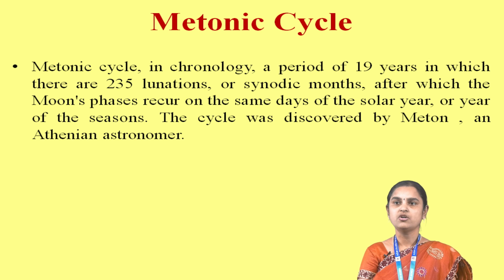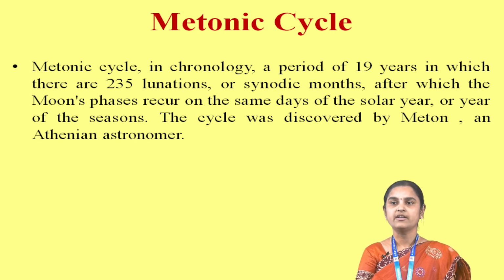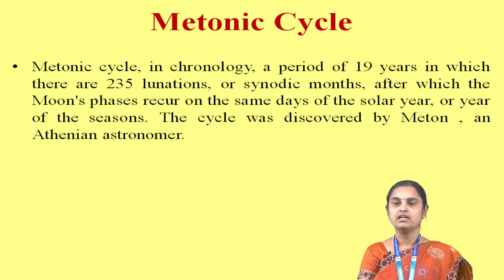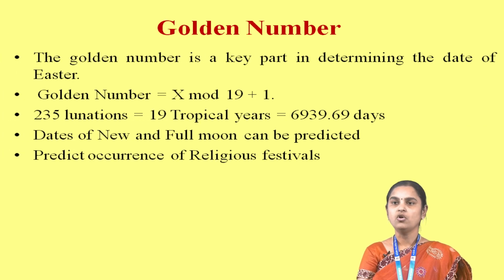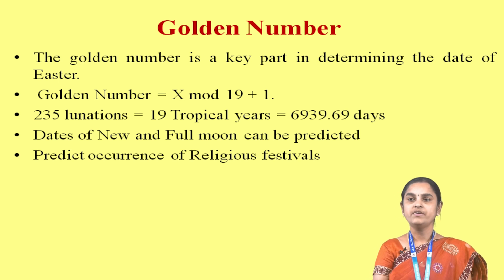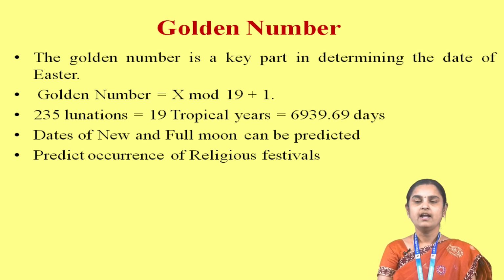Let us see the definition of metonic cycle and golden numbers. Metonic cycle is, in chronology, a period of 19 years in which there are 235 lunations or synodic months, after which the moon's phases recur on the same days of the solar year or year of the season. The cycle was discovered by Meton, an Athenian astronomer. The golden number is a key part in determining the date of Easter, as it determines which year in the Metonic cycle we are currently in. It can be determined by the formula golden number equal to x mod 19 plus 1.